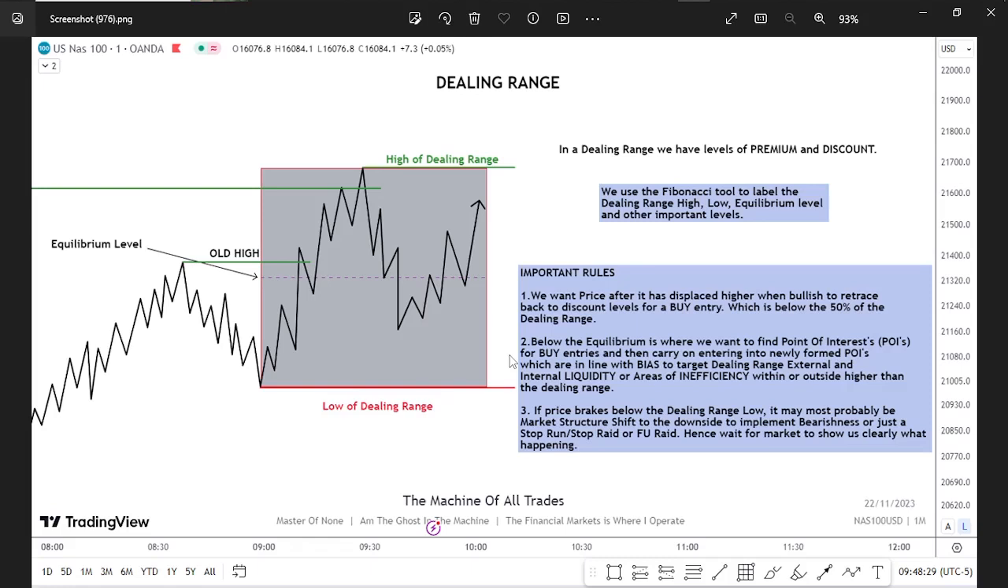Three, if price breaks below the dealing range low, it may most probably be a market structure shift to the downside to implement bearishness, or just a stop run, so wait for the market to show us clearly what's happening.